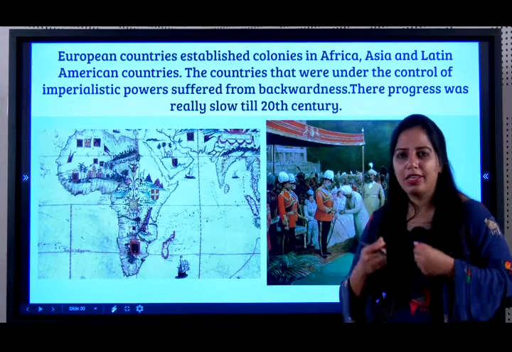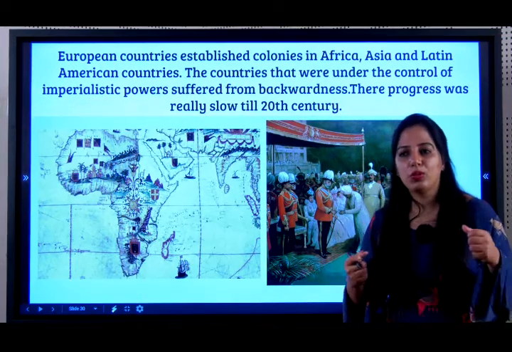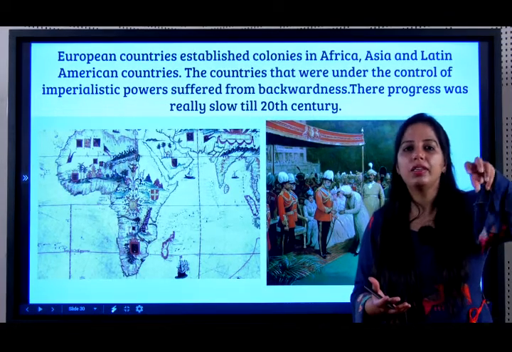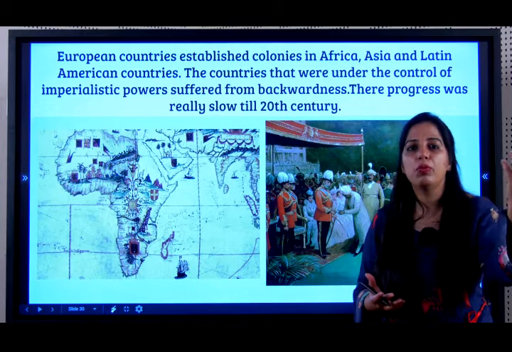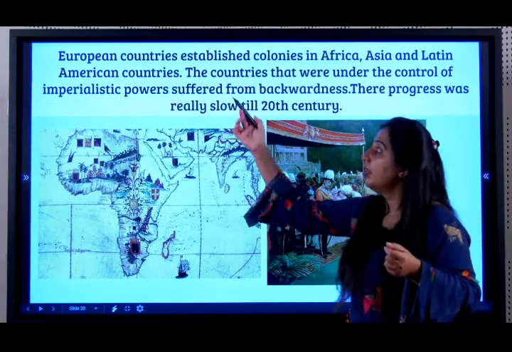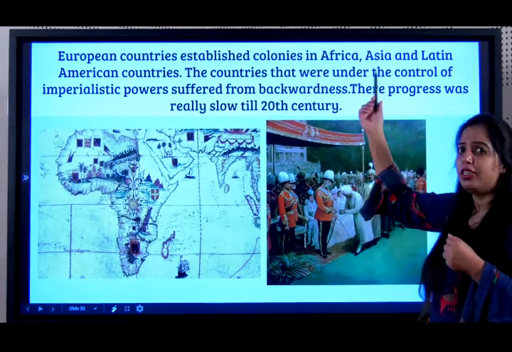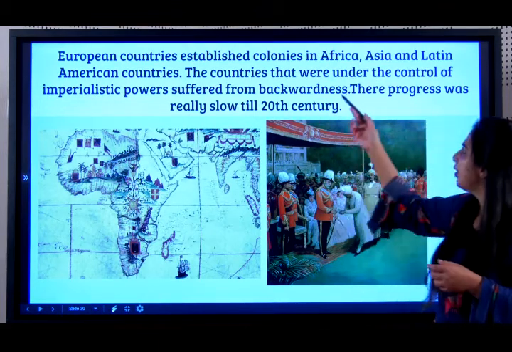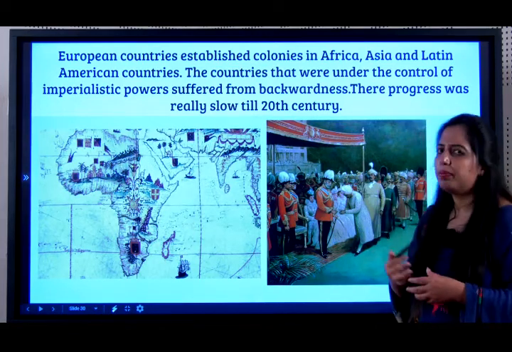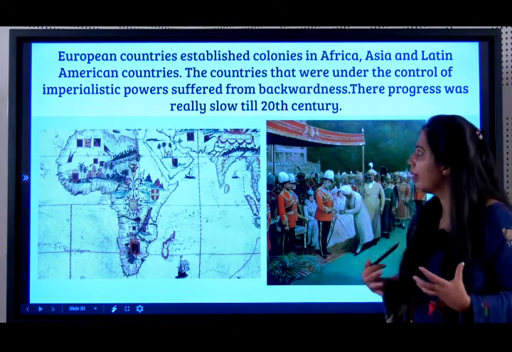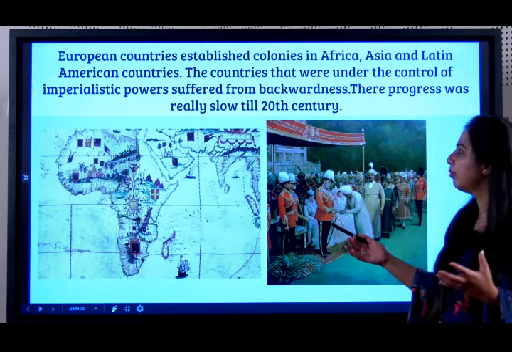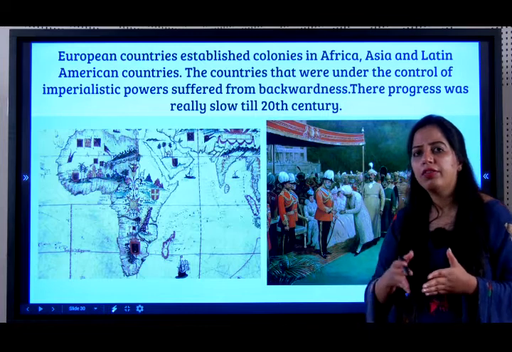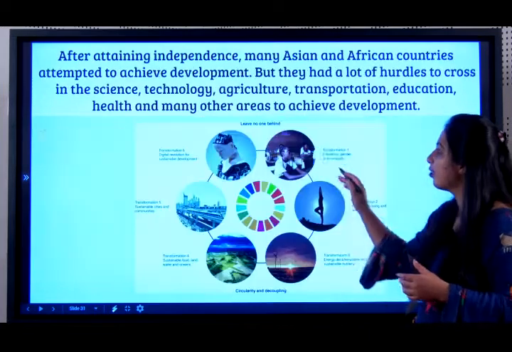In fact, you can say it's the gift of colonialism. So the countries that were colonies kept becoming poorer, whereas the home country or the mother country kept on becoming more and more richer and developed. European countries established colonies in Africa, in Asia and Latin America. These countries that were under the control of the imperialistic powers suffered from lack of development and a lot of backwardness. Their progress was very slow until they got freedom in the 20th century.